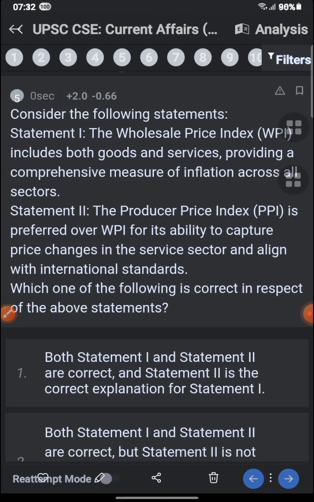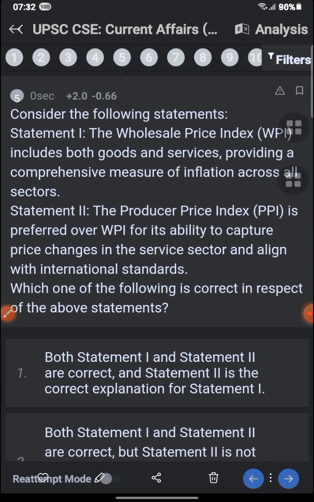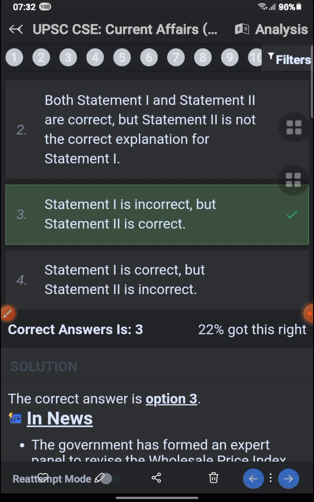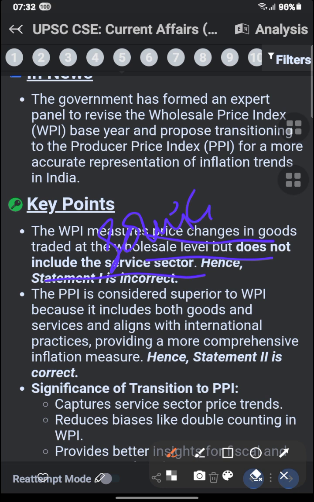Now the next question is: the Wholesale Price Index includes both goods and services, providing a comprehensive measure of inflation, and the Producer Price Index is preferred over WPI for its ability to capture price changes in the service sector and align with international standards. So one is wrong actually, and the second one is correct. It is providing a comprehensive measure of inflation across all sectors, so that is not true. WPI measures the price changes of goods traded; it does not include services. So services are not included in the WPI.